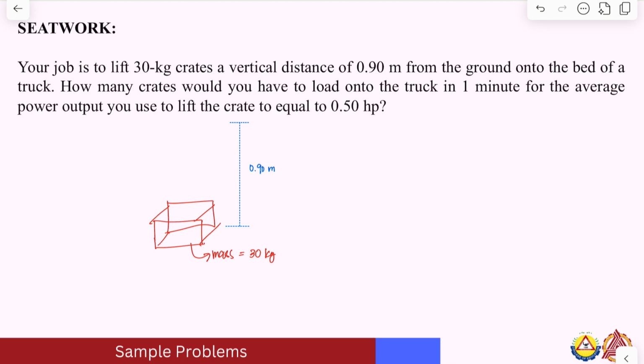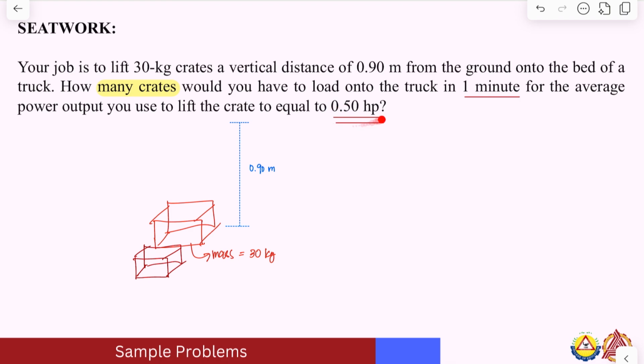The question, class, is how many crates? So meaning to say, this is not just one crate, probably a lot of crates here, and each of them weighs exactly 30 kilograms. So how many crates would you have to load onto the truck in a time of 1 minute for your average power, or power used to lift the crates, to be equal to 0.5 HP? So that's the question. How many crates would you have to lift so that you'll have a power of 0.5 HP?